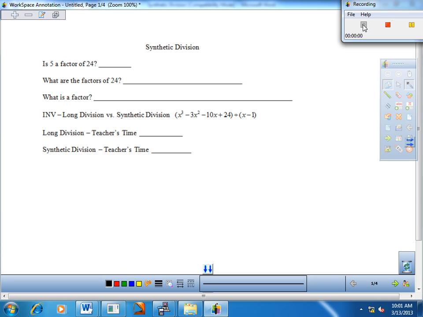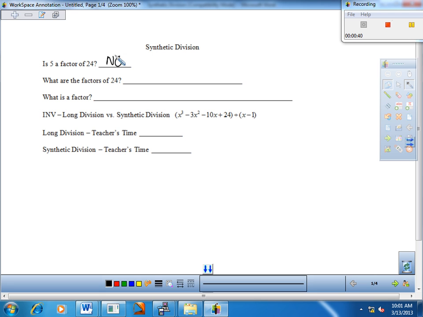So why don't we do just a couple of question and answers here initially, and then a little investigation, and then we can put this synthetic division to the test. So let's start it out. At the top it says, is 5 a factor of 24? So just trying to start out nice and concrete for you. Is 5 a factor of 24? I'm hoping you would answer no to that.